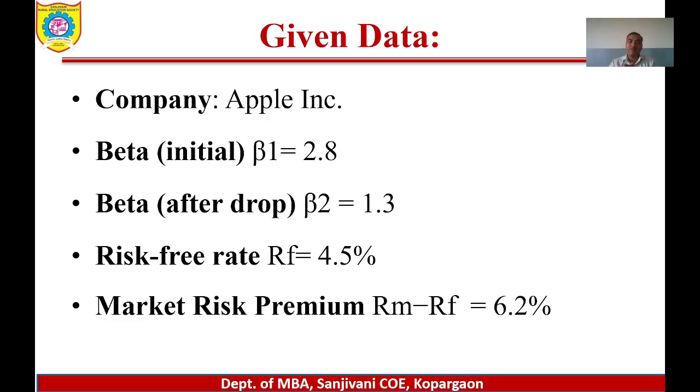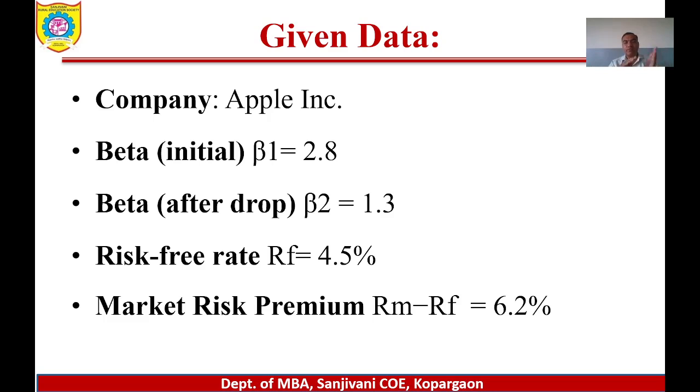They have given the risk-free rate, RF, which is 4.5, and the market risk premium, that is RM minus RF. I already told you that RM is the market return and RF is the risk-free rate. RM we can very easily calculate: RM is equal to the market risk premium plus RF, that is 6.2 plus 4.5, and you will get the market return, that is 10.7. So these are the given details in the numerical.